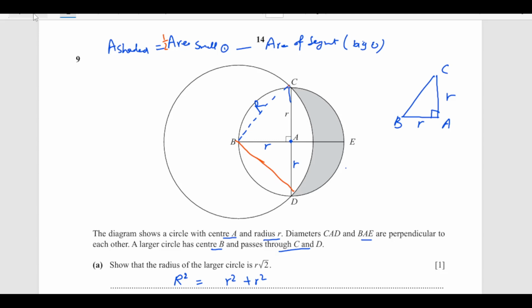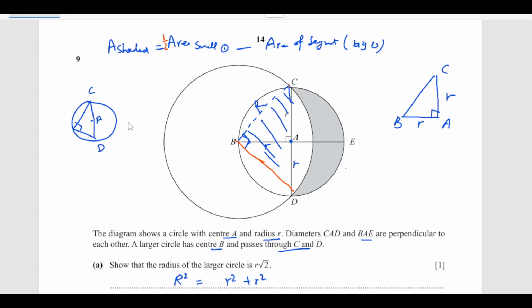Okay, so if you see this one here, this is the triangle that I am going to shade now. This triangle is a right angle triangle. Why is this a right angle triangle? Because this is a triangle in the semicircle. So, this is our smaller circle and this is the triangle here. As you can see, CAD is a diameter.